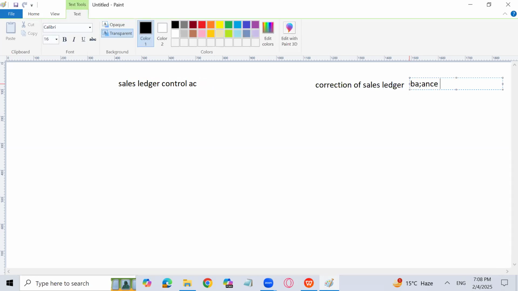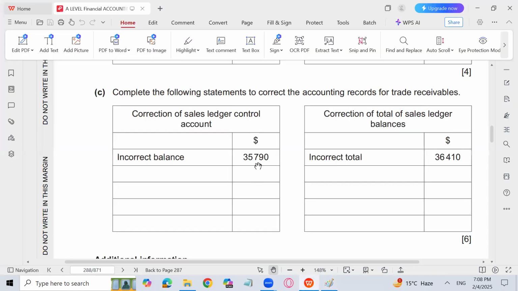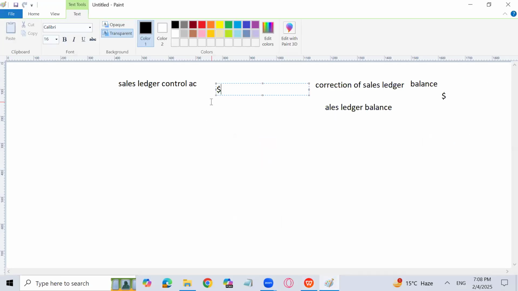But that's true, this question is not that lengthy. It's a simple question. I will write here $, and I will write here the sale ledger balance, the incorrect sale ledger balance. And the control account balance I will write here, which is again the incorrect balance. Let's see. 35790, 36410. Okay.